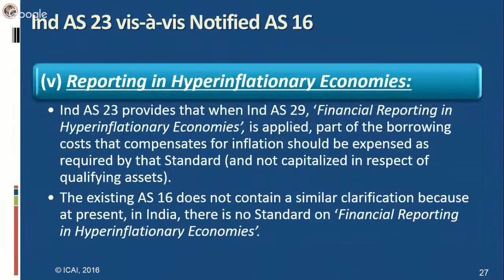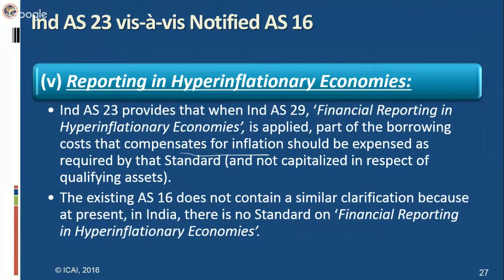Ind AS 23 provides that when Ind AS 29, Financial Reporting in Hyperinflationary Economies, is applied, part of the borrowing cost that compensates for inflation. This is the fifth difference. You all know that whenever we pay interest on debentures or loans, there is some percentage which is generally compensation for inflation in the coming years. So there is a separate Ind AS 29, Financial Reporting in Hyperinflationary Economies.